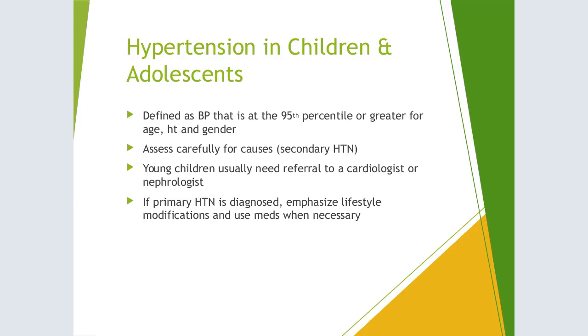Look at the reasons for secondary hypertension: obesity, sedentary lifestyle, poor dietary habits, etc. Are they having symptoms of pheochromocytoma? Let's look at that as well. Young children under age 15 especially may need referrals to a cardiologist or a nephrologist for additional help. If it is primary hypertension, lifestyle modifications will help, and it's easier to train them when they're young than when they're old and set in their ways. Medications should be used when necessary.